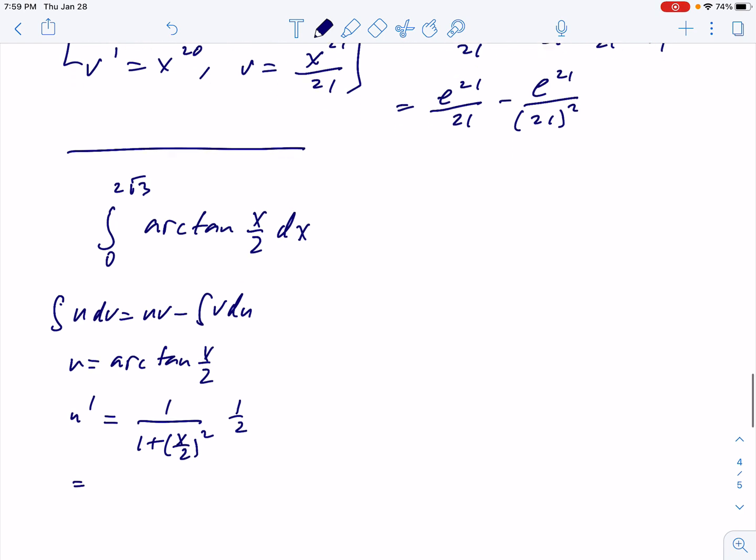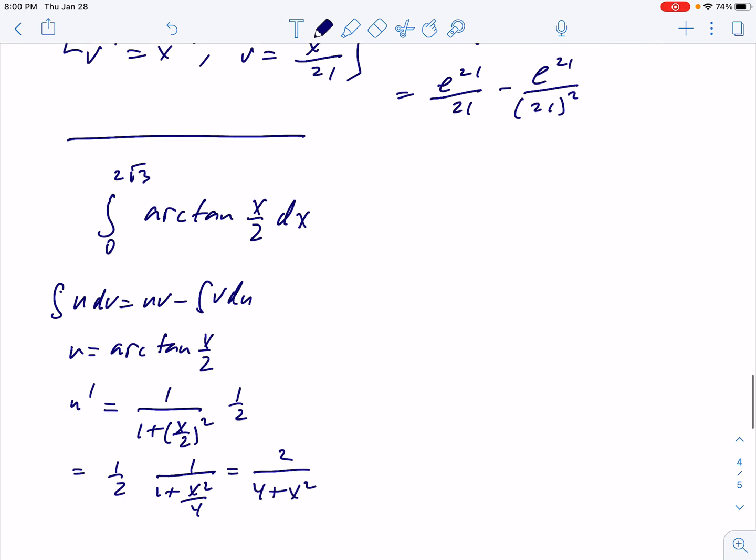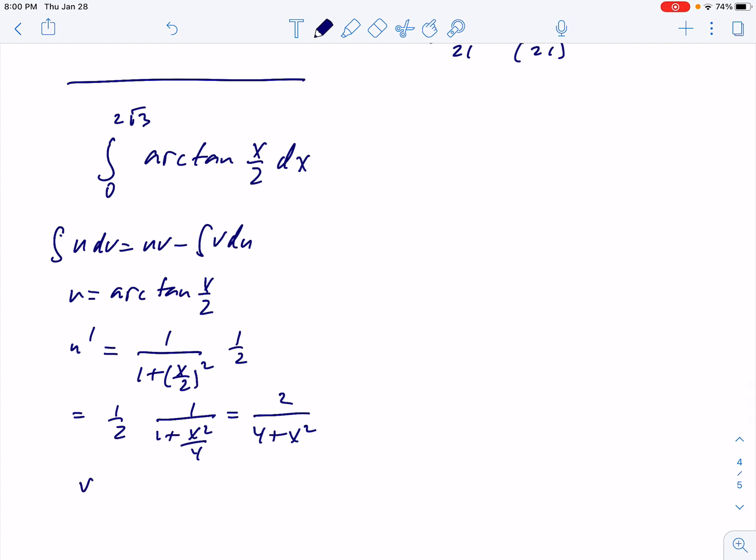I will simplify it a little bit. There will be 1/2 times 1 over 1 plus x squared over 4. Write common denominator below, and 4 will jump on the top, reduced by 2. This will be 2 over 4 plus x squared. This is our u prime. And what is v? v is just x.